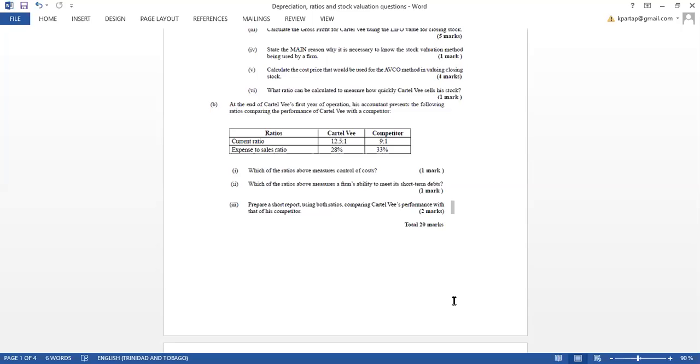So when you compare both of them and both ratios, you would realize that Cartel V is actually doing better than the competitor when we look at both the current ratio and the expense to sales ratio. So Cartel V is actually performing better, right? And that ends this first question.